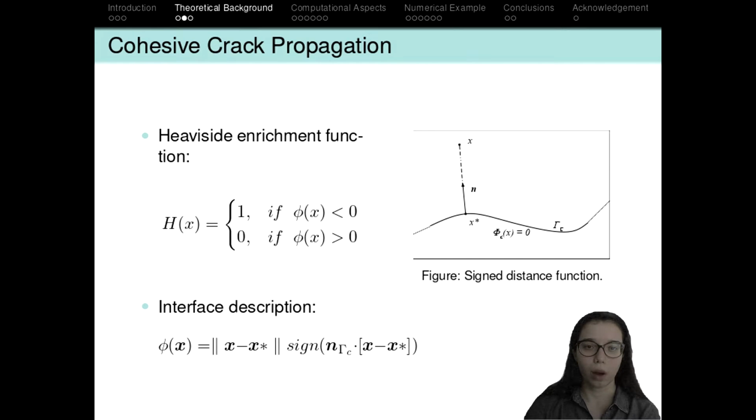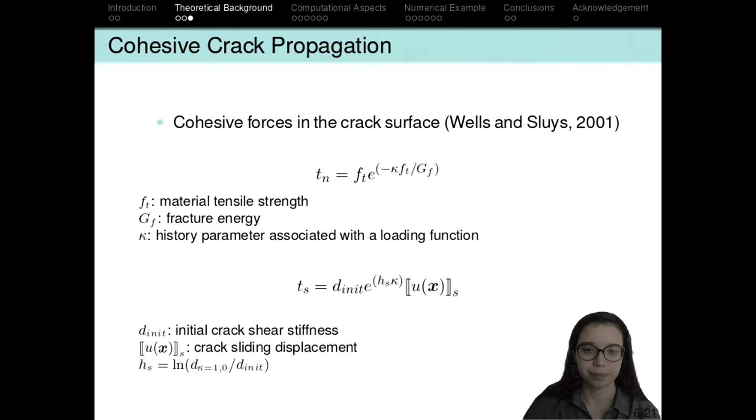Talking about the cohesive crack propagation, we have some functions to describe the crack surface, and one of them is the half-side enrichment function that is considered for the FEM shape functions, and also the interface description according to a signed function, herein presented. The cohesive forces in the crack surface, according to Rawls and Lewis, might be represented according to those equations for the normal tension and the shear tension.